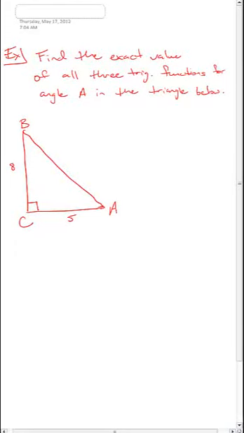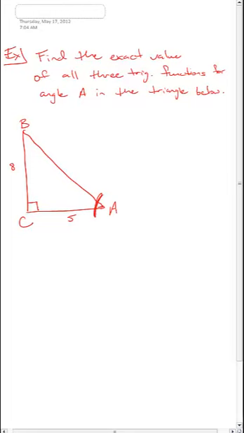This is a short video on right triangle trigonometry. Given the triangle below, we want to find all three trig functions for angle A. So we're looking at this angle down in here. And before we can do that, we should try to find all sides of the right triangle.